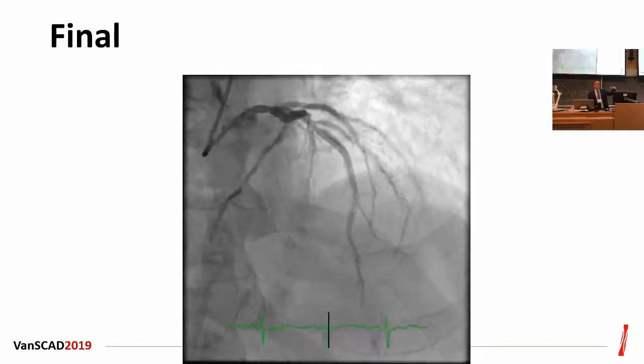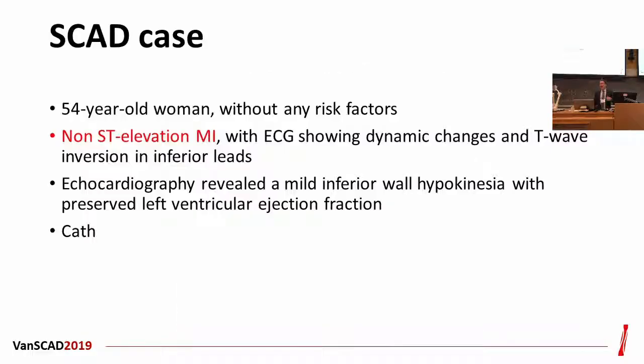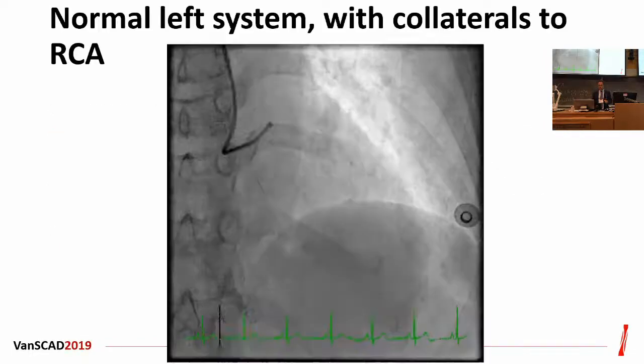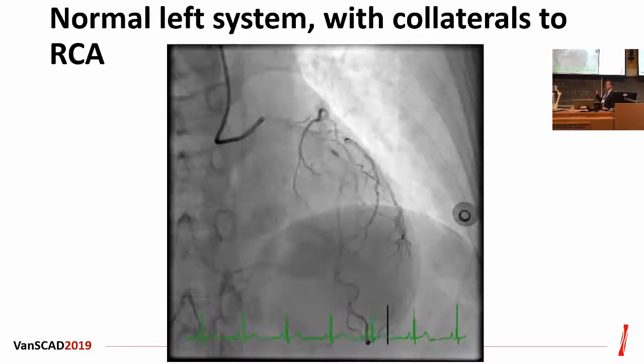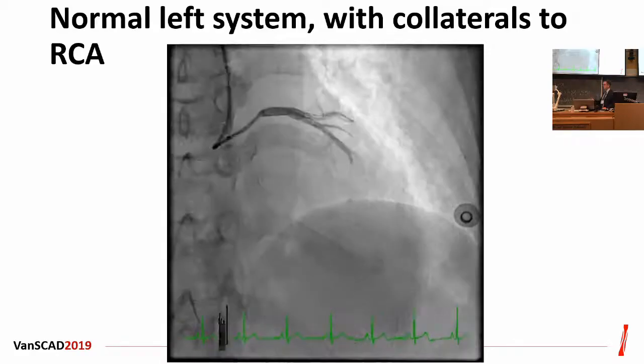So this sort of mode of treatment that we're doing more and more, I had this in mind for a long time. And I said, my next SCAD case, I'm going to do something different. So I had a 54-year-old woman without any risk factor, with non-STEMI, with ECG showing dynamic changes, ST elevation. She's still in pain. She was transferred, and the echo in the other hospital showed mild hypokinesia in the inferior wall, and she's going for cath. This is the left system, and you'll see already clouds going to the PD. So I knew the right was a problem.